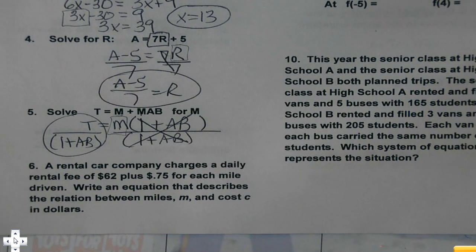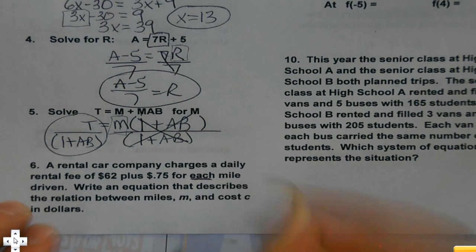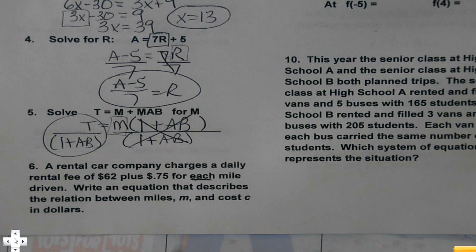Rental car company charges a daily rental fee of $62. Again, that's no matter if I drive 1 mile or 1,000. It's probably a little bit of an exaggeration. Plus 75 cents for each mile driven. Write an equation that describes the relation between miles and cost.